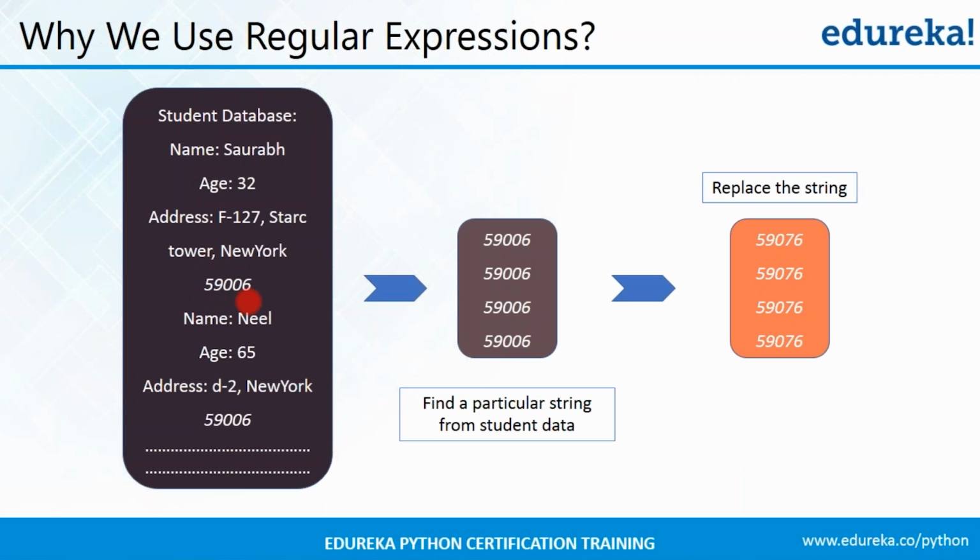But what happened, the area code has been updated and it has become 59076. Now if you go manually update that for all the students, that'll take a lot of time. So instead of that, you can make use of regular expressions and find out all the area codes from the student database. And after that, you can replace it with the updated area code or the pin code. So as you can see, with regular expressions, you can even replace a particular string.